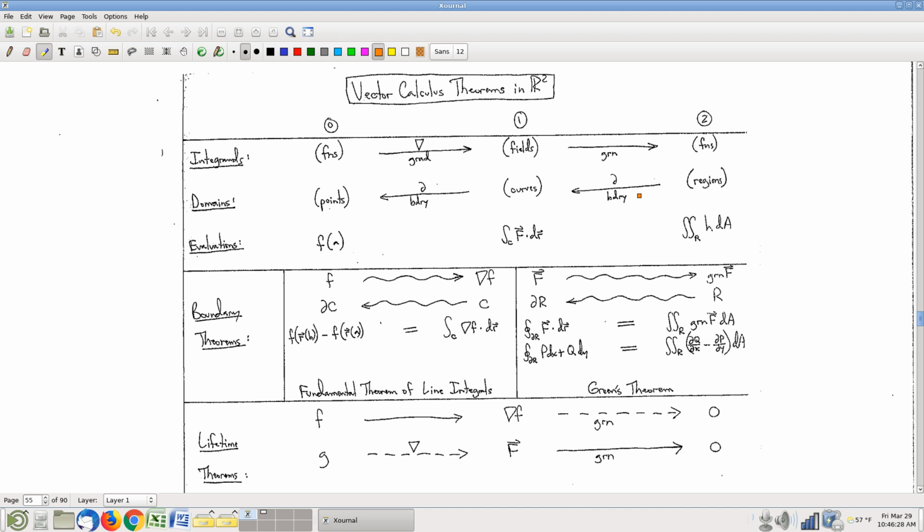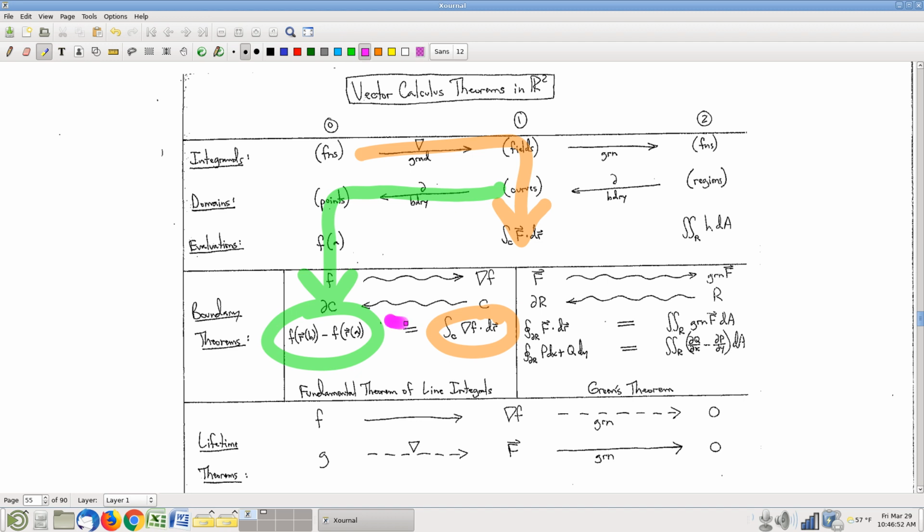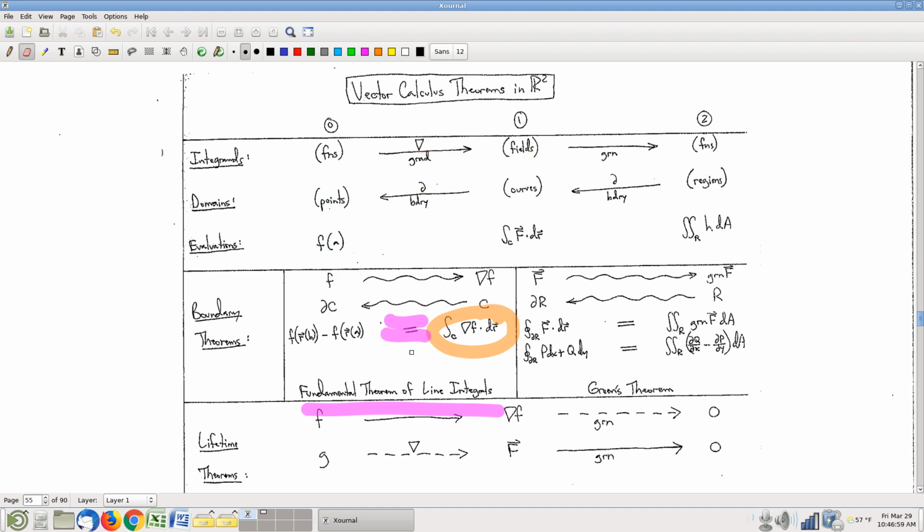Here it is, fundamental theorem of line integrals. The fundamental theorem of line integrals says if you take a gradient and compute the line integral of it, that's the same as looking at the boundary points of the curve and plugging into the original function that you took the gradient of. In other words, these are equal. All right. That pattern is going to hold in this context.